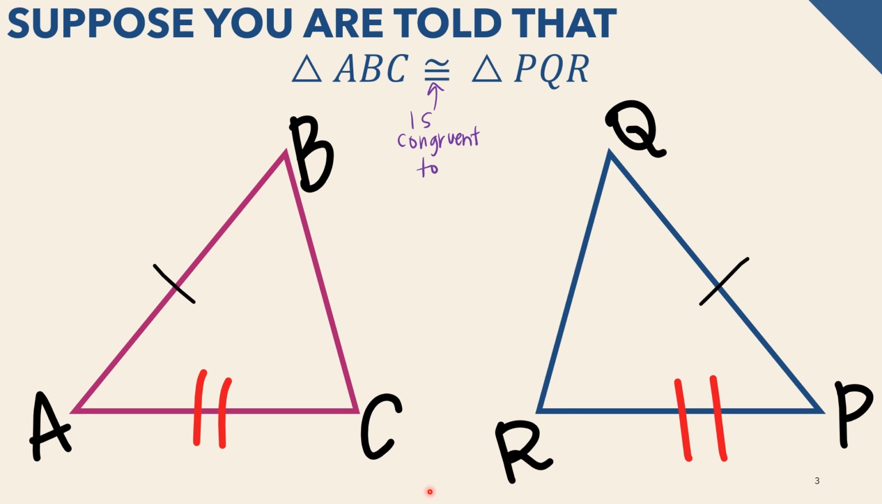And it's okay to say RP. It is okay to flip the order of the way that you're saying it. You could say AC or CA, either way is fine. So AC is congruent to PR or RP, whichever one you want to say. And then lastly, BC, like we said, is congruent to QR.